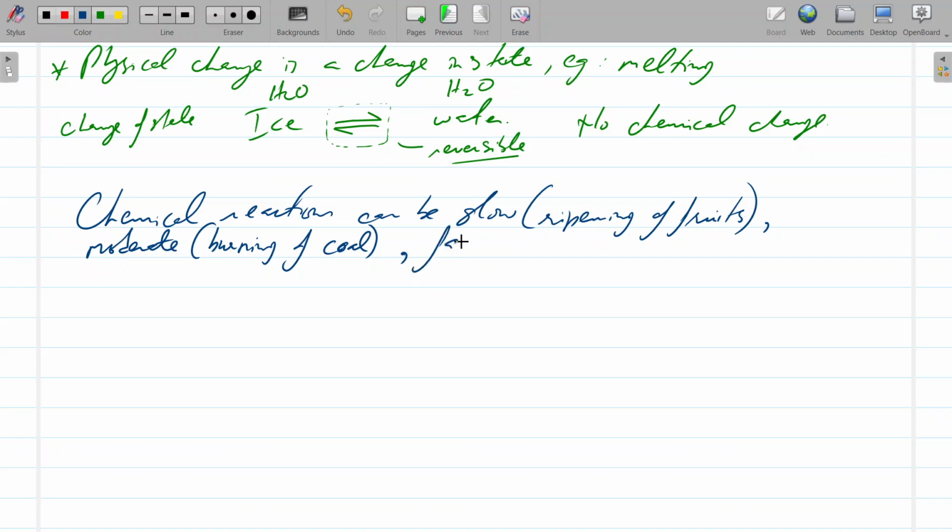And they can be fast, such as explosions. The one reason why explosions happen is because the reaction happens so fast and it's so exothermic that it just blows up. That sudden release of energy is what's happening in an exothermic reaction: heat energy is being released, and the reaction happens so fast and so much heat energy is released, there's an explosion.